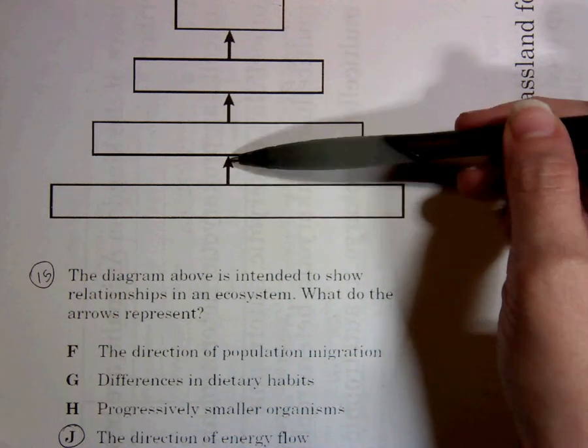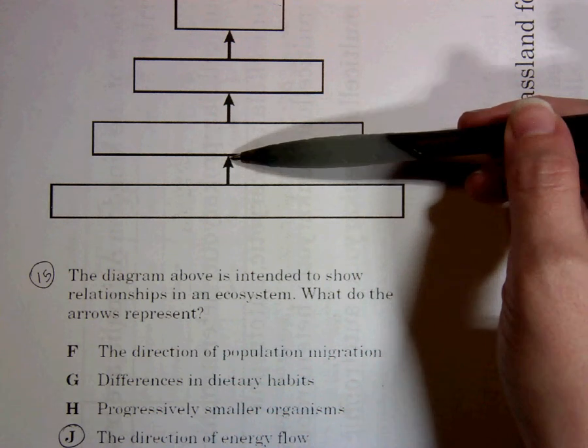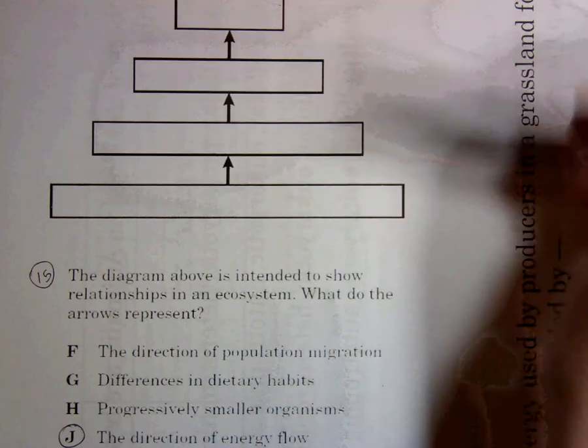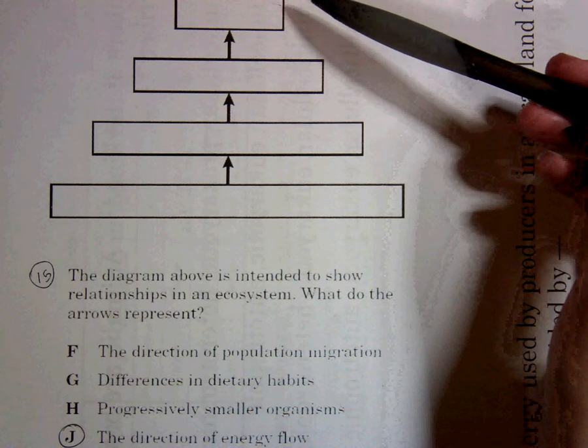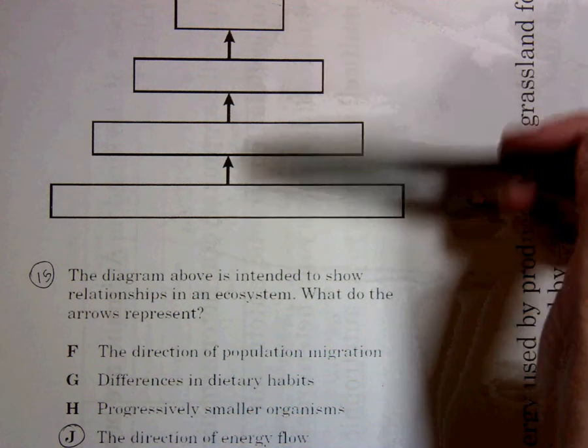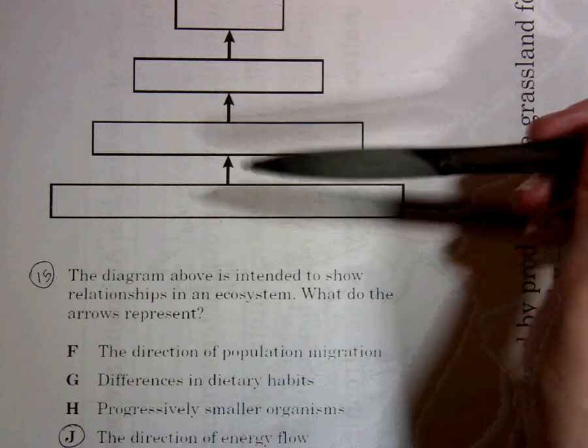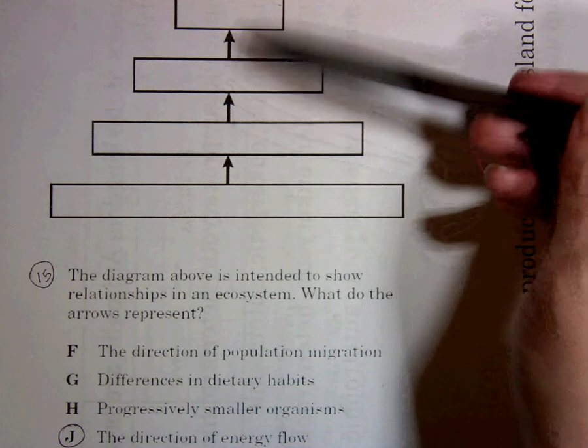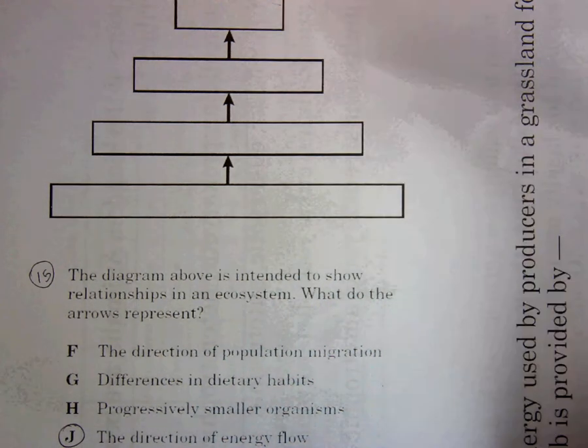So arrows always represent the flow of energy. Whether it's this type of diagram or a food chain or a food web, it's showing the flow of energy through these what are called trophic levels, energy levels. Moving on to number 16.